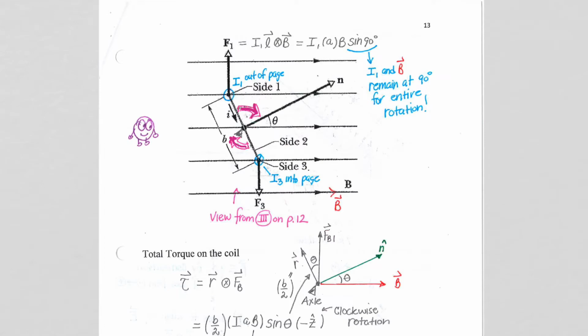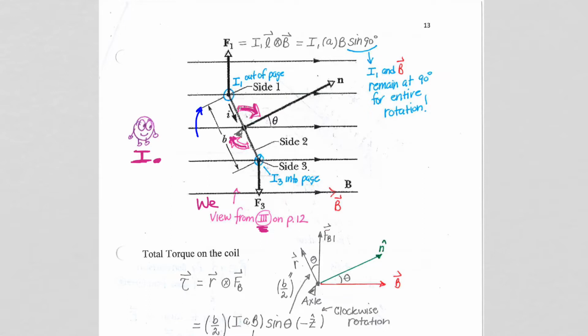This is the Roman numeral 1 person standing in the north pole of the magnet looking at the B field going away from them. We are now viewing it, so we view it from the number 3 position on page 12. And again, it's in between that lying flat rotation and rotating up to the 90 degrees. So we're going from that lying flat rotation, rotating up to the 90 degrees.